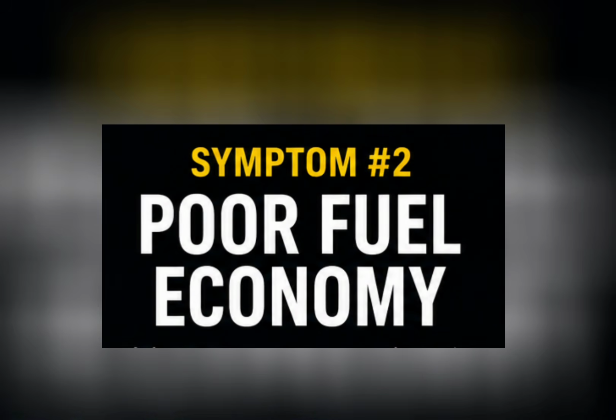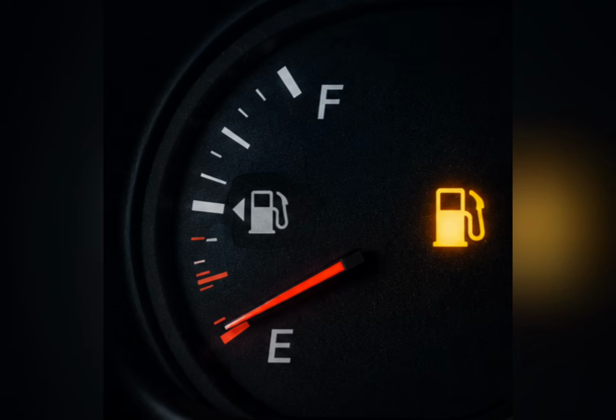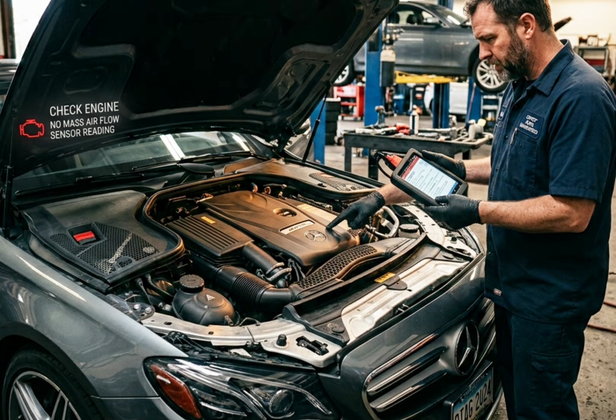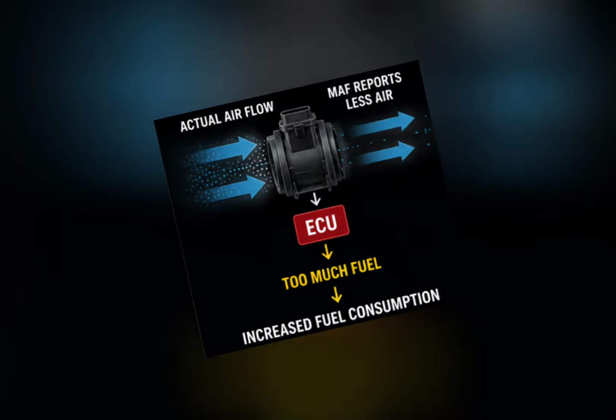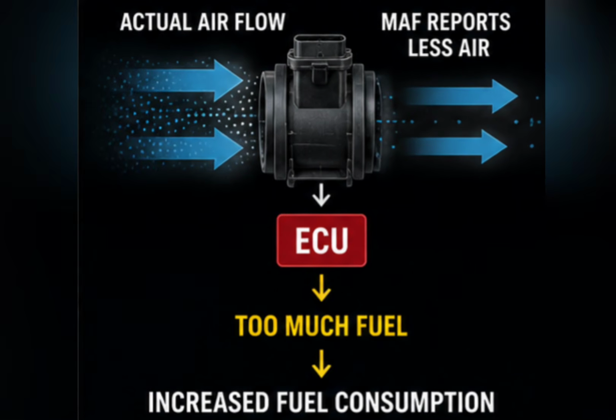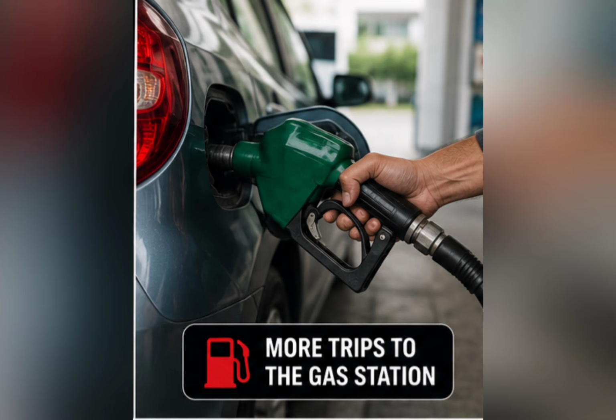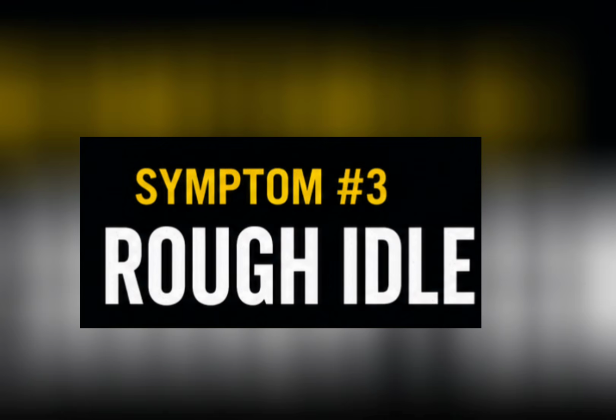Symptom number 2. Poor fuel economy. Fuel gauge dropping quickly. If the MAF sensor reports less air than actually enters the engine, the ECU may inject too much fuel. This causes increased fuel consumption and more trips to the gas station. Poor fuel economy.